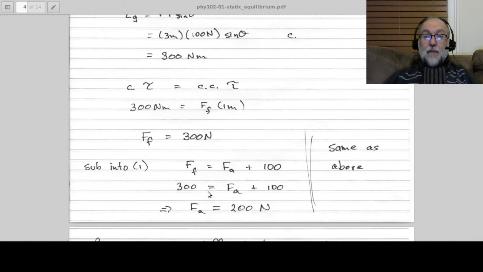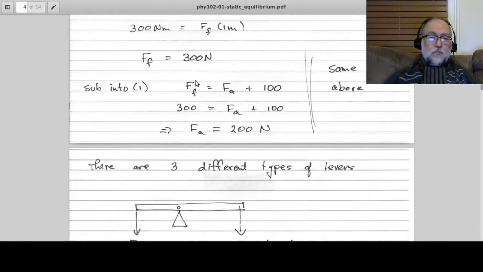Okay, substitute that back into equation 1 and you will find that Fa is equal to 200. Okay, that's the same as we got above. You can take a look later, we found that the applied force was 200 newtons and the fulcrum was 300 newtons. Okay, all right, so you see that you get the same answer. All right, now before we move on to my next problem, so we're done with that one.